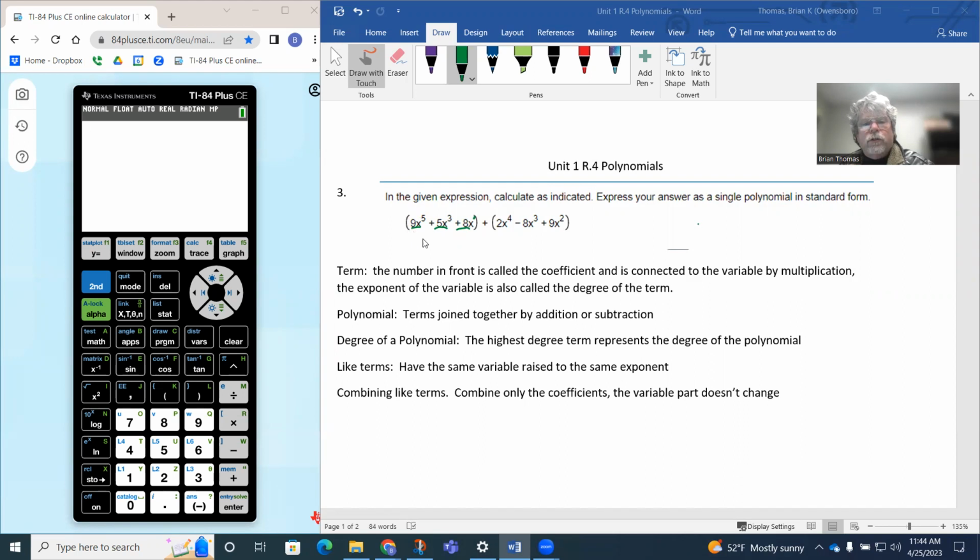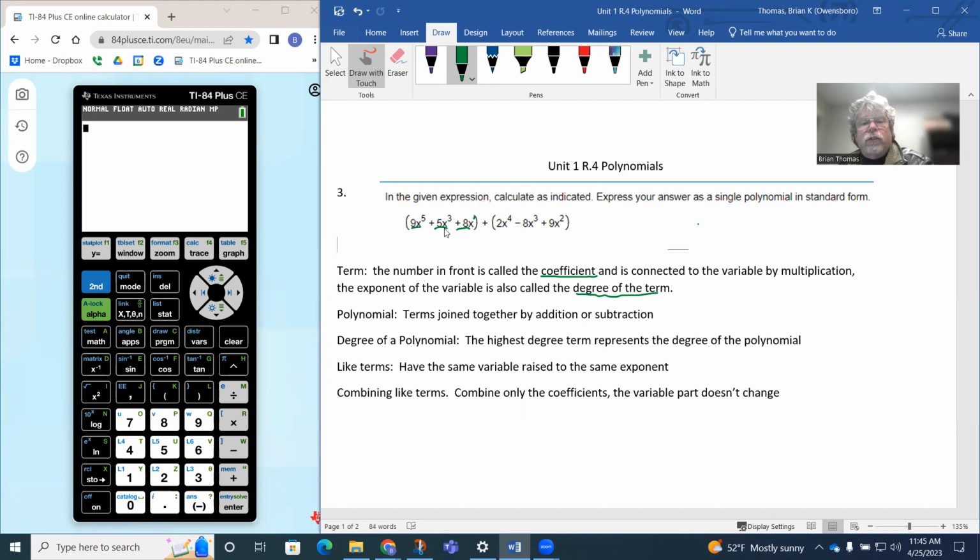The number in front, we're going to call that a coefficient. So this 9 is called a coefficient. And then the variable is the x. The 9 is connected to the variable by multiplication, and the 5 goes with the x. The exponent of the variable is also going to be called the degree of the term. So this 9x to the fifth would be a term, and its degree would be a 5.